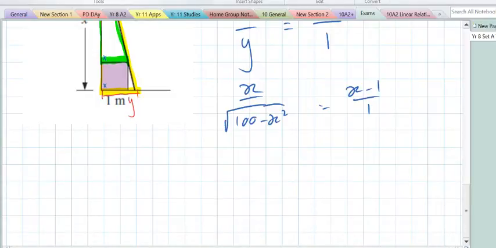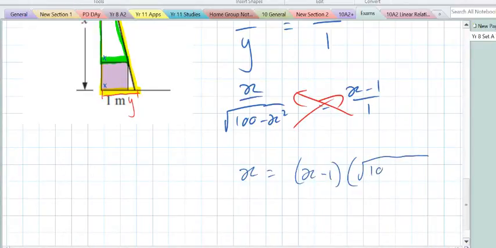Now, your calculator is very powerful. You could probably just plug that in to solve it and get the possible values for x. But let's say we wanted to do it a little more algebraically. We would cross multiply, giving us x is equal to x take 1, note the brackets are important, 100 take x squared. Now, essentially I want to get the square root term by itself, so I can square both sides and get rid of it. So I'm going to divide by x take 1, giving us x over x take 1 is equal to the square root of 100 take x squared.